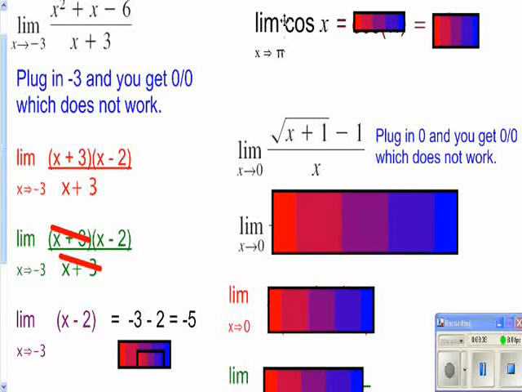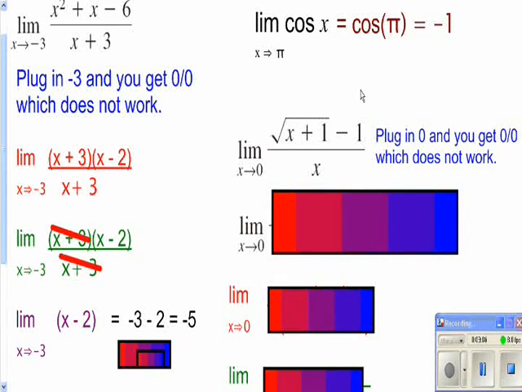Looking at the next one up here, your limit as x approaches pi of cosine. Just plug it in. You should know that one from your pre-calc or trig class. And you just get -1. So when you're dealing with trig functions looking for your limits, once again, just plug it in just like you would with a normal problem like you have there on the left.